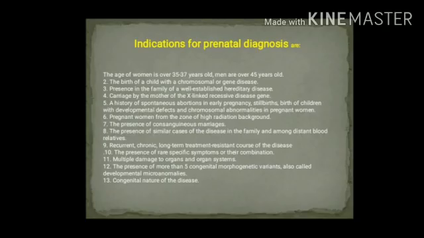The presence of consanguineous marriages. The presence of similar cases of the disease in the family and among distant blood relatives. Recurrent, chronic, long-term, treatment-resistant course of the disease. The presence of a rare specific combination of symptoms. Multiple damage to organs and organ systems. The presence of more than 5 congenital morphogenetic variants, also called development microanomalies, and congenital nature of the disease.